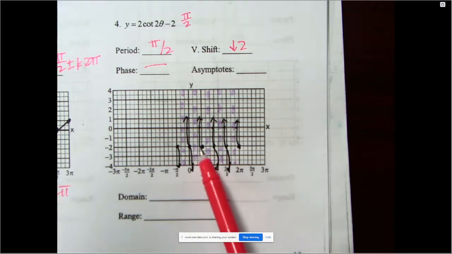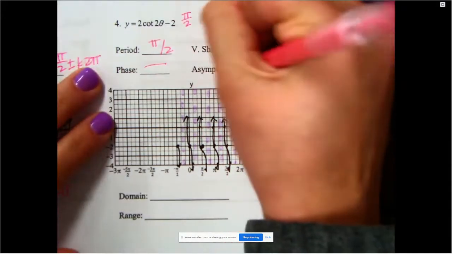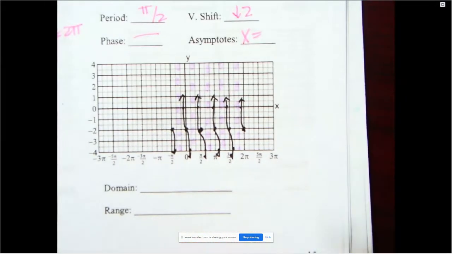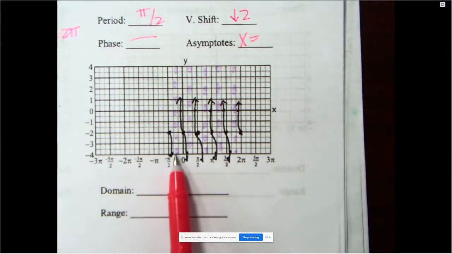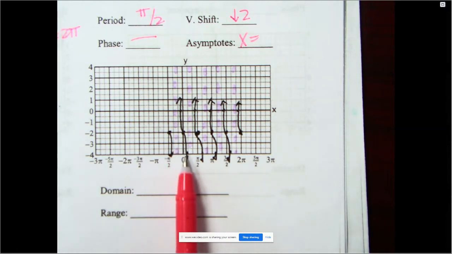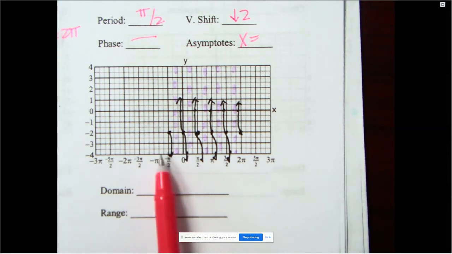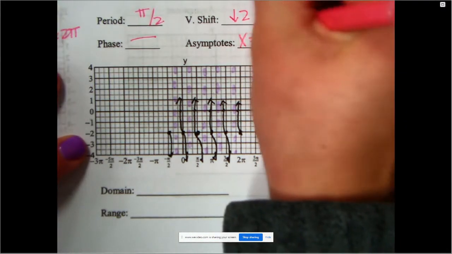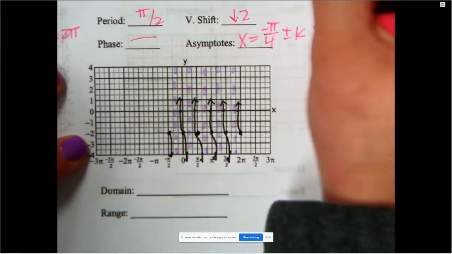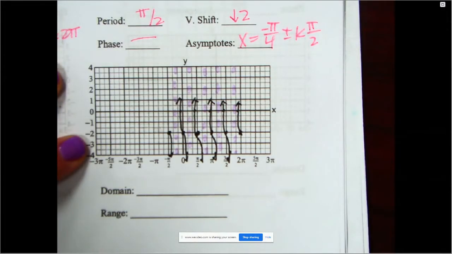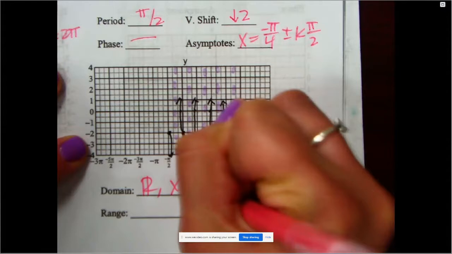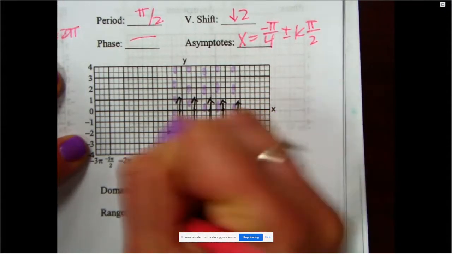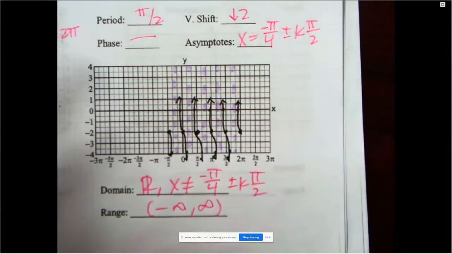Okay, equation of the asymptote. So I have to really think about this one. Let me wait for this to focus. Okay, so I'm going to choose the one to the left because that's the closest to my y-axis. And that asymptote is halfway between 0 and negative pi over 2. So half of a half is a fourth. So that's at negative pi over 4. Okay, and they're pi over 2 apart. We'll use that for the domain. Again, you don't have to, though. And my range is still all the way up, all the way down forever.